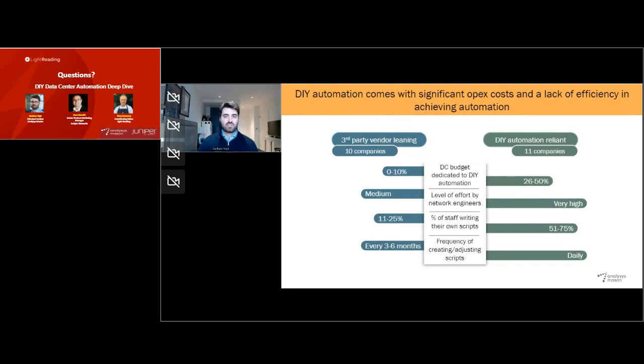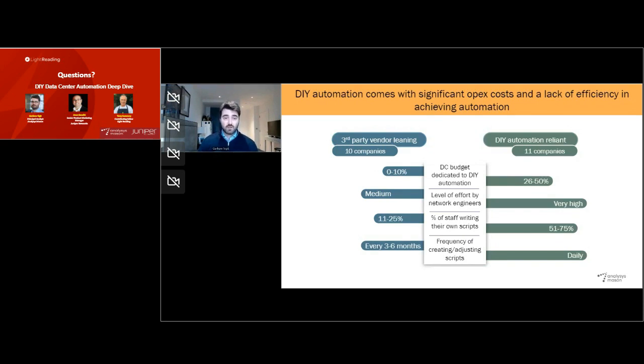And their network engineers are also facing a heavy burden by these DIY activities, because the majority of the DIYers said that the level of effort by the network engineers is very high. And we see the evidence of this here. Most DIYers, actually, more than half of their network engineers and operations staff, write their own automation scripts in addition to their daily tasks. And almost every day, they are creating and updating these scripts. So this actually begs the question, is it really automation if you need to manage it every day or every week?